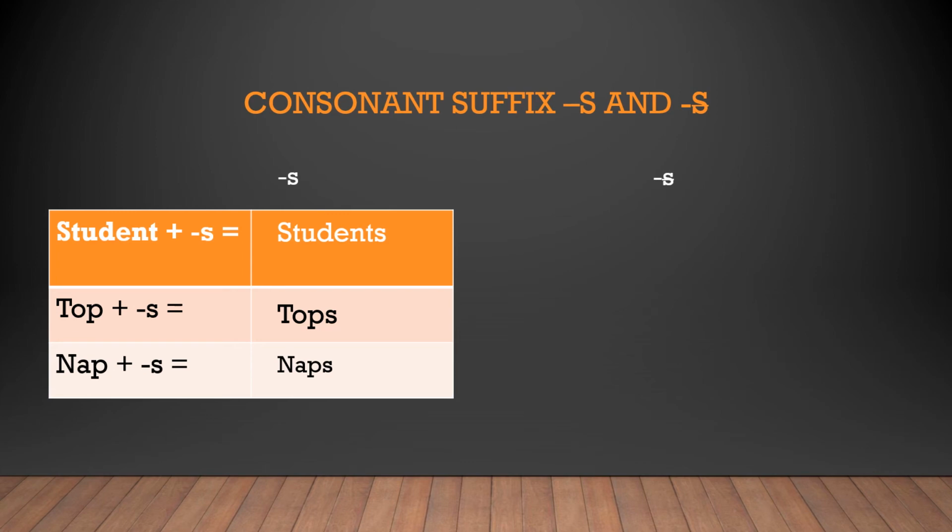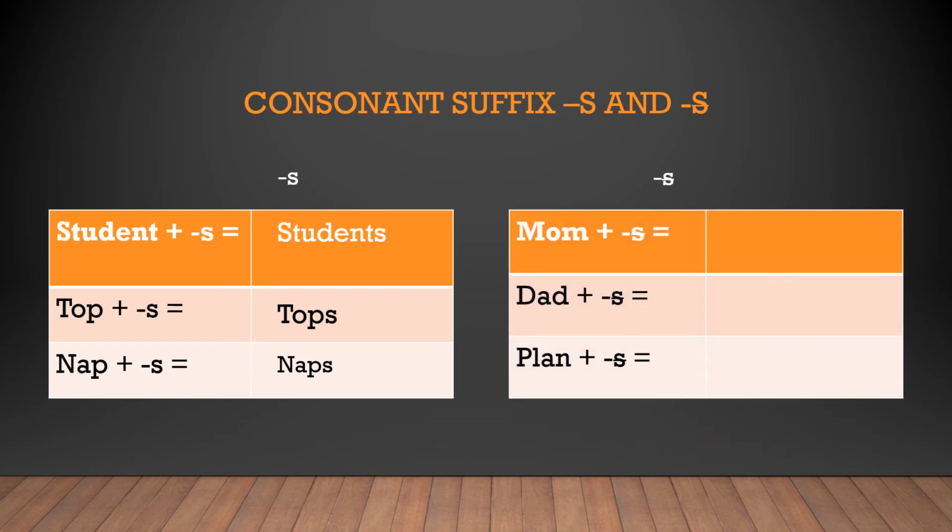Now let's go over to our other type of consonant suffix s. Now remember, these base words are going to end in a voiced sound. So for example, in our first base word, we have mom. Mom ends with m sound. It is voiced. So when we add mom to consonant suffix s, we have what word, guys? Moms. If you notice, moms sounds like it ends with a z. Or excuse me, it does end with a z sound.